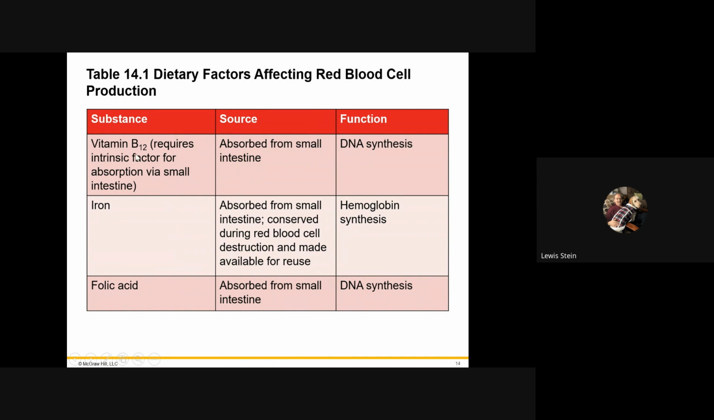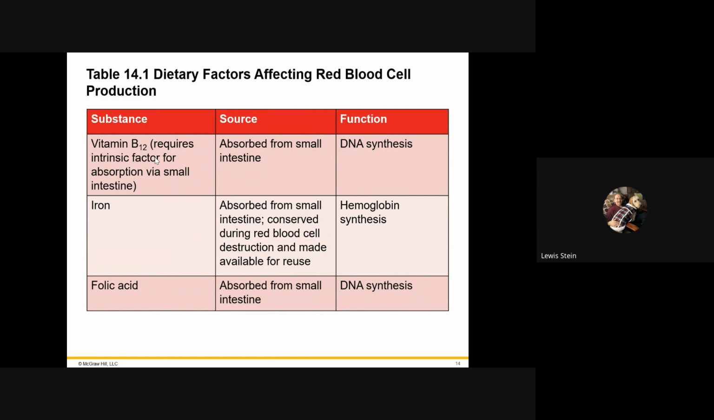There's a little good news about the B12. Folic acid doesn't require the intrinsic factor. B12 can be taken by injections, even nasal gels could be absorbed directly into the bloodstream. So there are different ways to get B12 in.